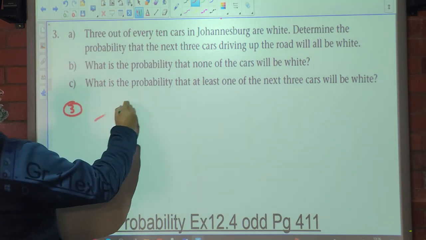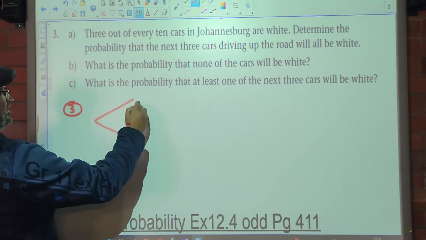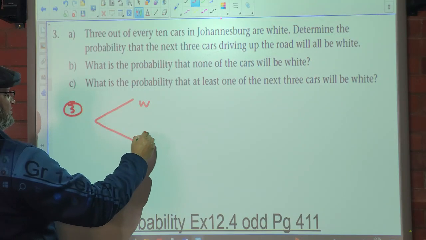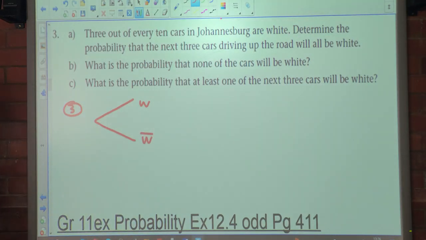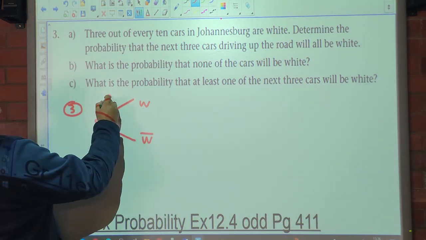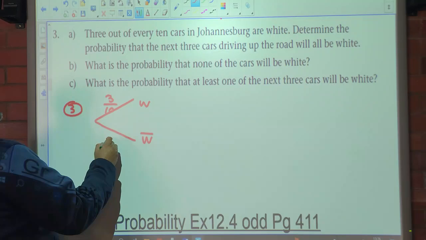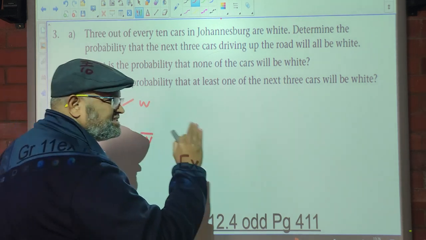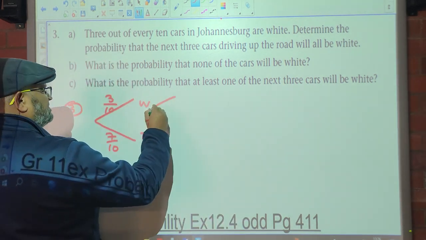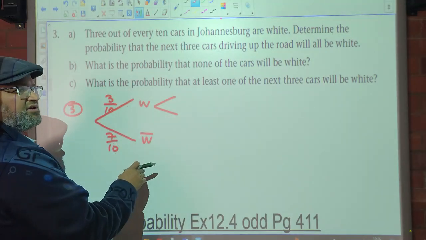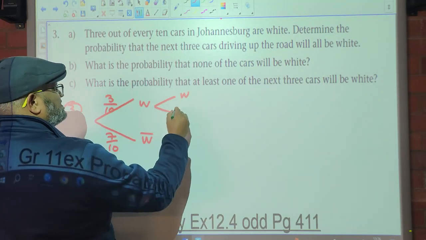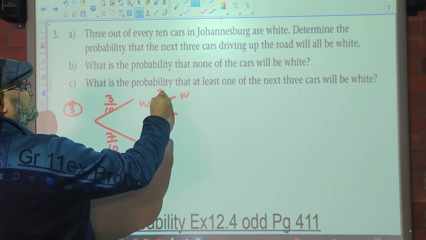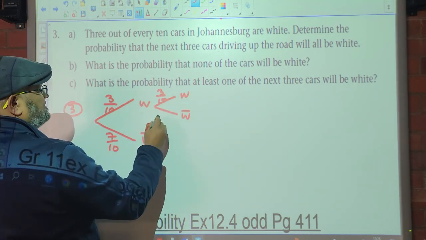So if I draw a tree diagram for this, the car could be white or not white. What's the probability of it being a white car? 3 out of 10. And not white? 7 out of 10. You see that? So they're talking about the next 3 cars. So this is the first car. The next car? What's the probability of it being white? 3 out of 10. Not white? 7 out of 10.